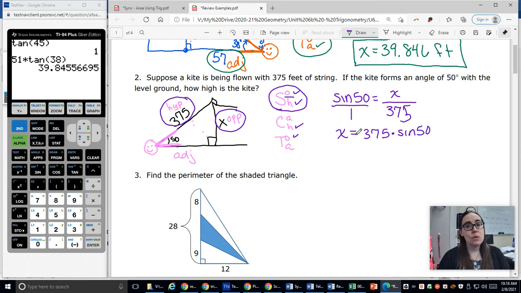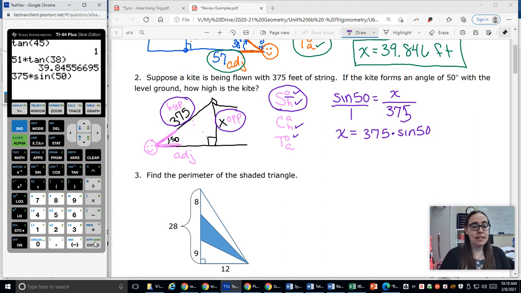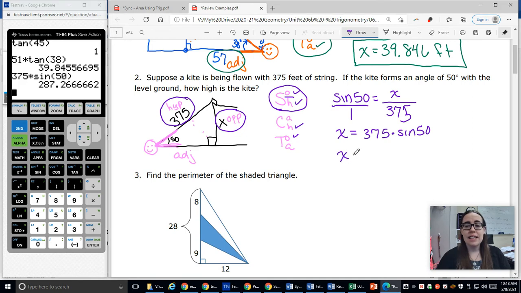So now I have x equals, so I don't have to divide because there's nothing being multiplied to x, so I can go straight to my calculator. 375 times the sine of 50. I'm going to put that seatbelt on. And when I do that, I get that x equals 287.2. And then I have a bunch of sixes before I get to another 2. I'm going to go 6 and 7 because that's going to bump that up. So 287. And again, we're working with feet of string, so I know I'm feet above the ground.